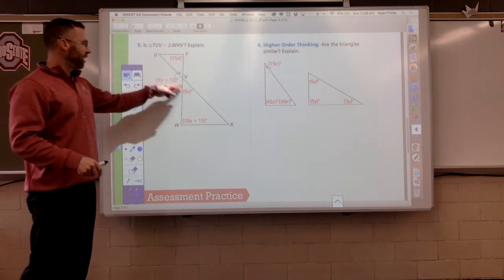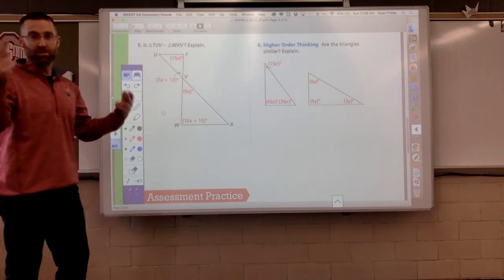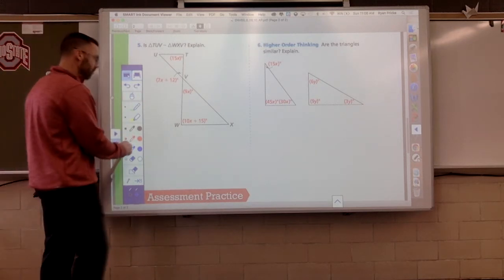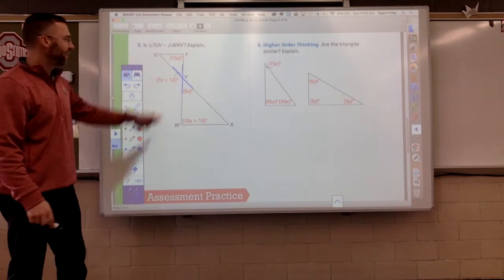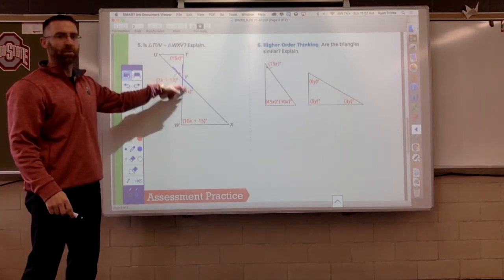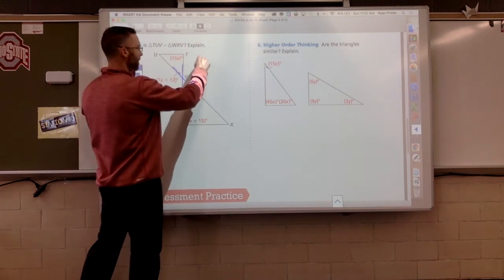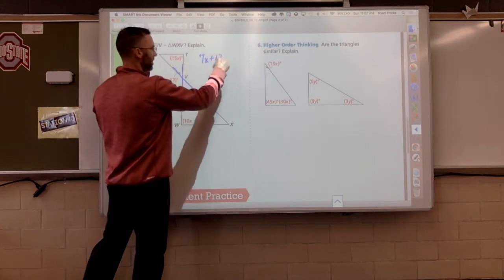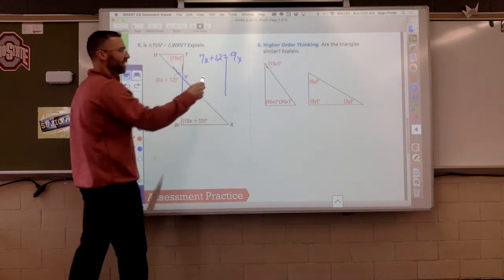We've got to find the value of x, use the value of x to determine angle measurements, and then see, do they have two congruent angles? Well, I'm going to use that relationship there. That relationship there shows vertical angles. Vertical angles are congruent. So I can set up an equation. 7x plus 12 equal to 9x. Solve. Well, it only gives us one option.